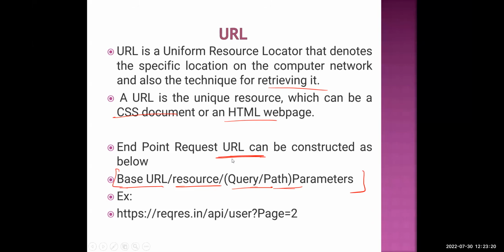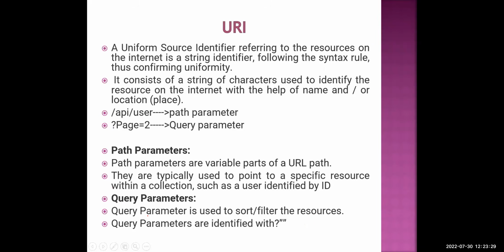So any URL is a combination of everything. There can be resource, there can be query and path parameter, and see, this is the complete URL address which we can then use. Correct? Now, what is URI? Very important topic. Uniform resource identifier. URI is referring to the resources on the internet. It is a string identifier and it follows some syntax, some rules, confirming the uniformity.